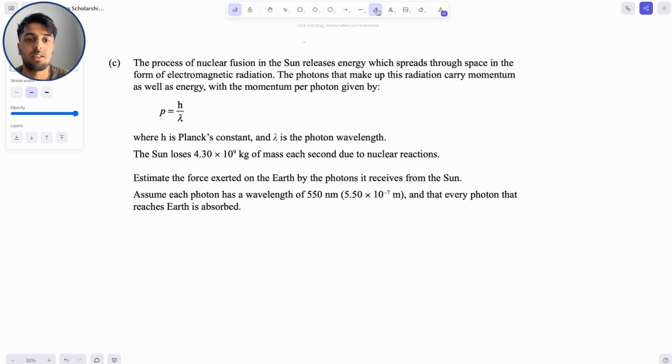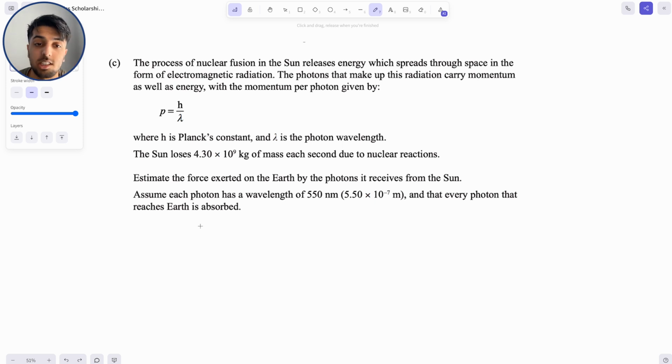There we go. Okay. The process of nuclear fusion in the sun releases energy which spreads through space in the form of electromagnetic radiation. The photons that make up this radiation carry momentum as well as energy, with the momentum per photon given by this equation here, where h is Planck's constant and lambda is the wavelength of the photon. The sun loses 4.3 times 10 to the 9 kgs of mass per second. Estimate the force exerted on the Earth by the photons it receives from the sun. Assume each photon has a wavelength of 550 nanometers, and every photon that reaches Earth is absorbed.